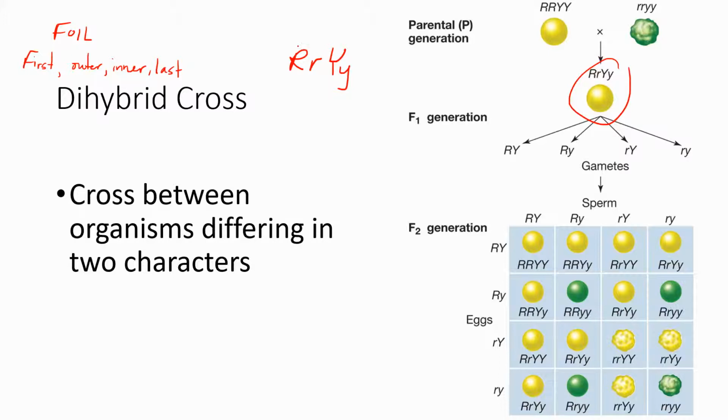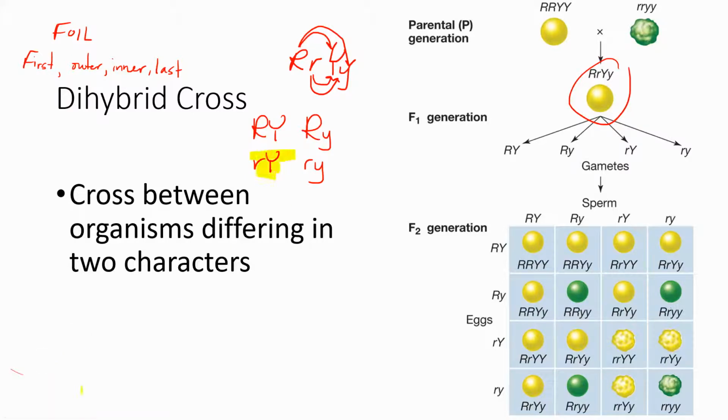So when I say first, I'm going to take my first 2 letters and I'm going to put them together. So big R, big Y. Outer, I'm going to take my big R and I'm combining it with my last letter, which is a little y. Then I'm going to do my inner, which is that little r, and I'm going to combine it with my big Y. And then finally, I'm going to do my last, which is going to be my little r, little y.